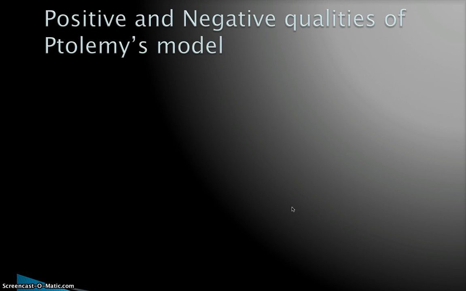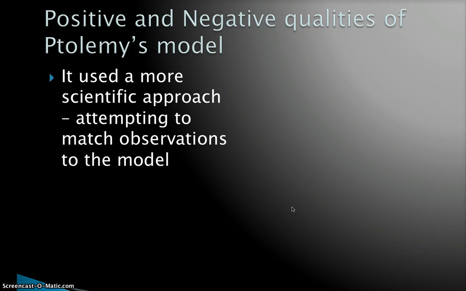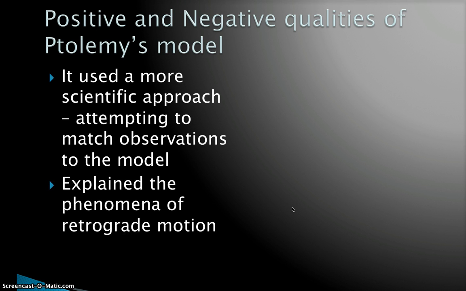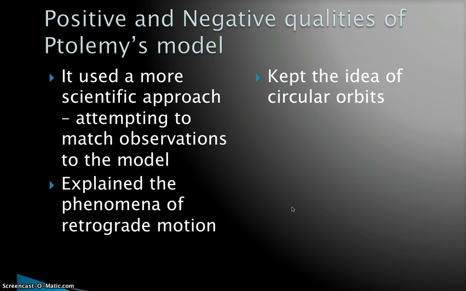Ptolemy's model had some positive qualities and negative qualities that we should be aware of. First of all, on the positive side, it was using a more scientific approach because they were making a very honest attempt to match observations to the model. That is, explain retrograde motion with your model. And that's what it was able to do. So that was also a very good positive quality of the model. On the negative side, it did keep the idea of circular orbits, which, because we now realize the planets don't orbit in circles, we can say it's negative, although at the time people didn't really understand that.